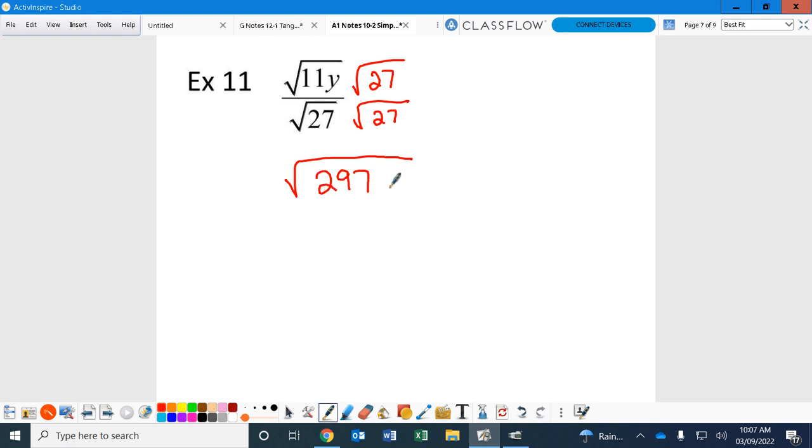297. What do we put after it? Y. And then the square root of 27 times the square root of 27 is going to be 27. Thank you. You don't need a calculator for that. It's just the number without the radical sign. Good, good, good. Okay, now we got to see if any numbers out of that list break down.